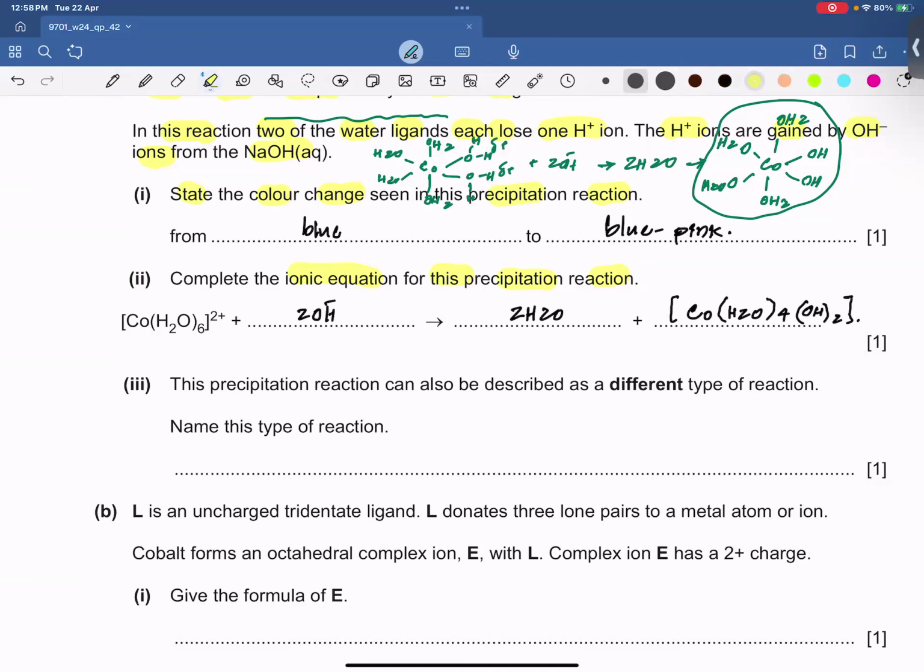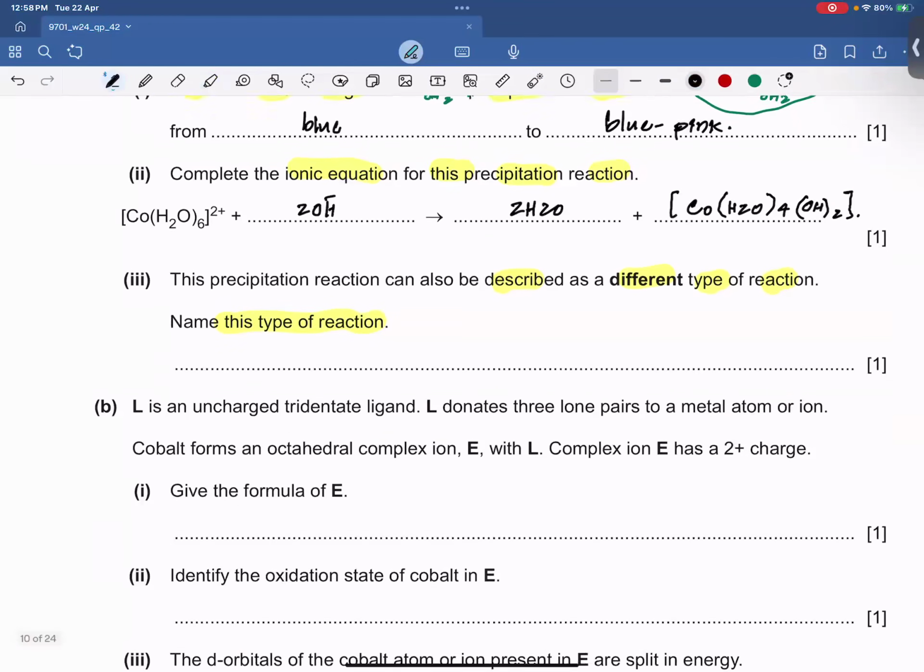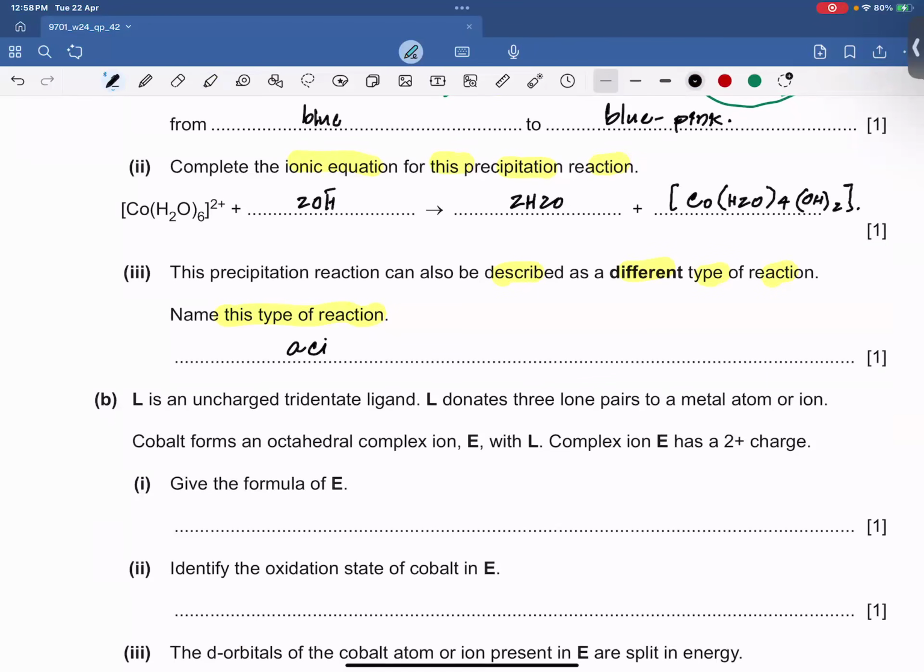The precipitation reaction can also be described as a different type of reaction. Name this type of reaction. I said acid-base because the hydroxide is an alkali. The water donates its proton, which is why it is an acid. So, acid-base reaction.